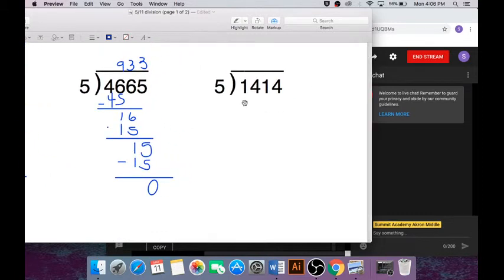Next one, we have 1,414 divided by 5. See how many times 5 goes into 14? It's going to be 2 times without going over. 2 times 5 is 10. We're going to subtract 14 minus 10, which is 4. And then we're going to bring down the 1. Now we're going to see how many times 5 goes into 41 without going over. That is 8 times. 8 times 5 is 40.